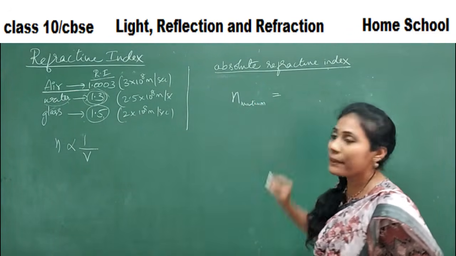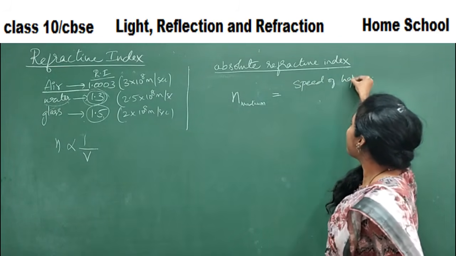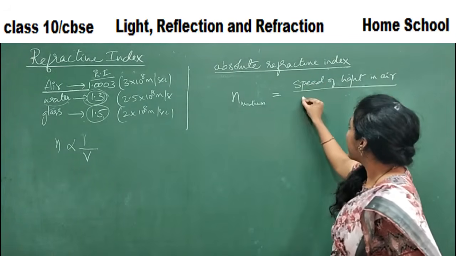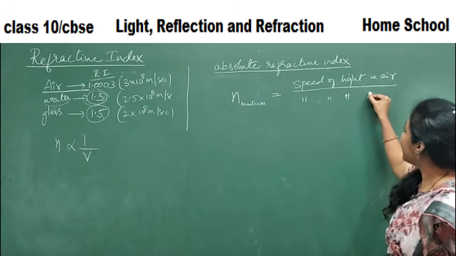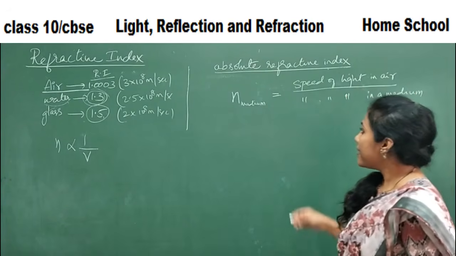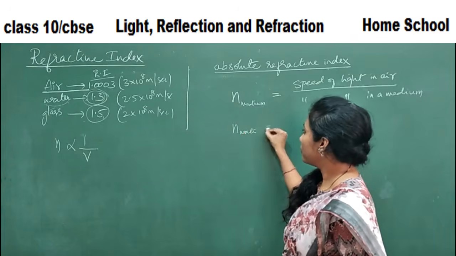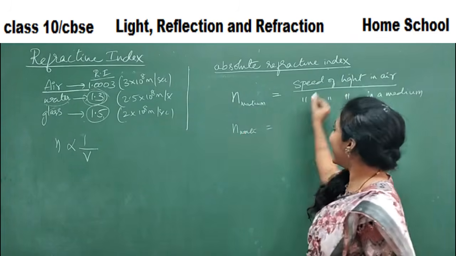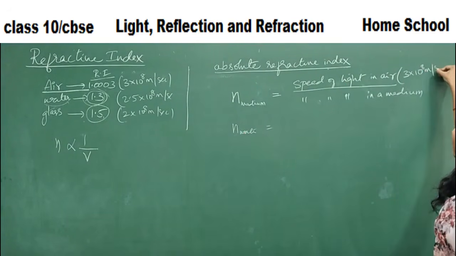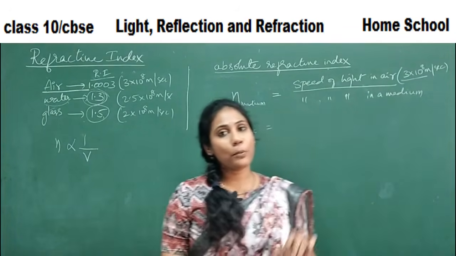Refractive index of any medium is equal to speed of light in air divided by speed of light in a medium. Say if I want to calculate refractive index of water, how can I calculate? Speed of light in air, what is this value? 3 into 10 to the power of 8 meter per second. Got to know? This value, keep it in your mind, guys, because it will be helpful for the problems.